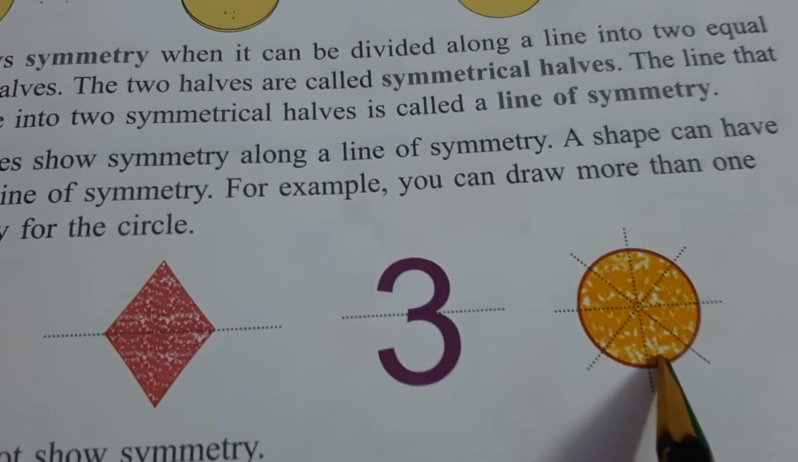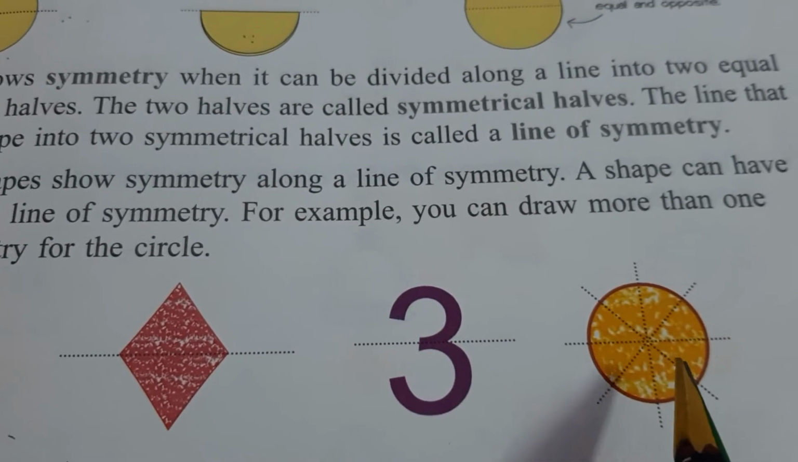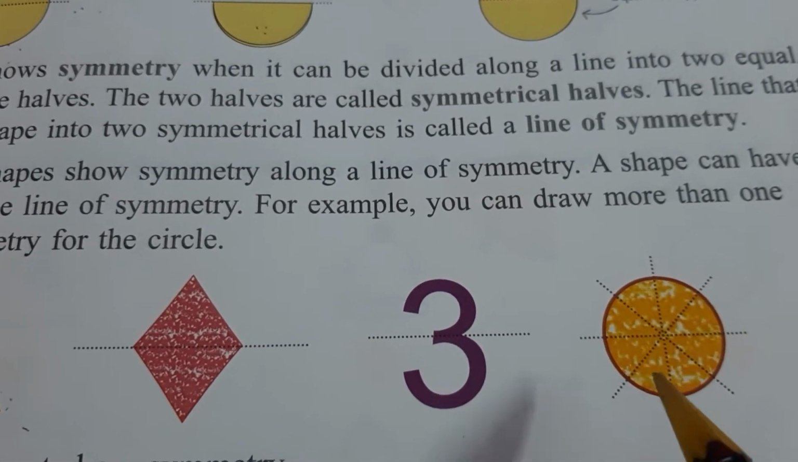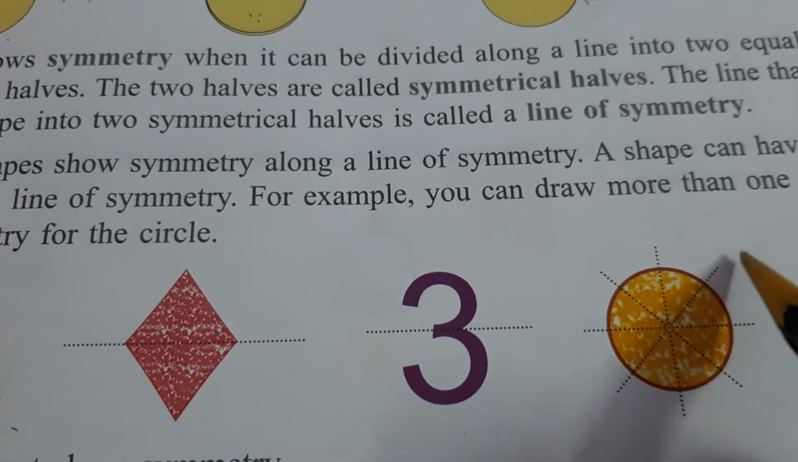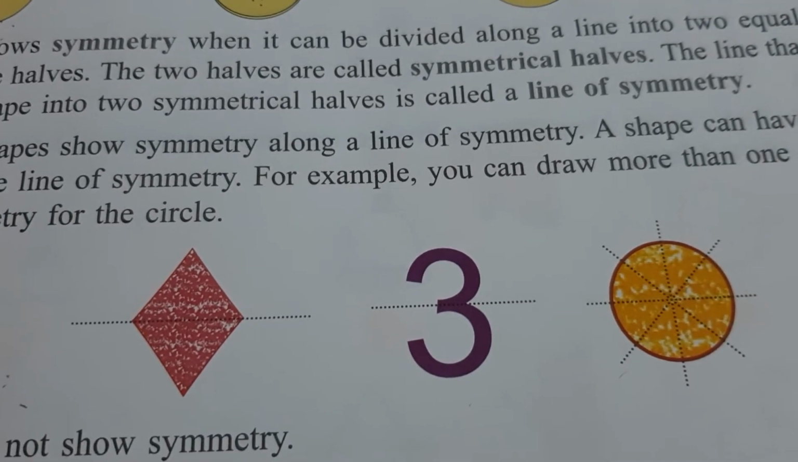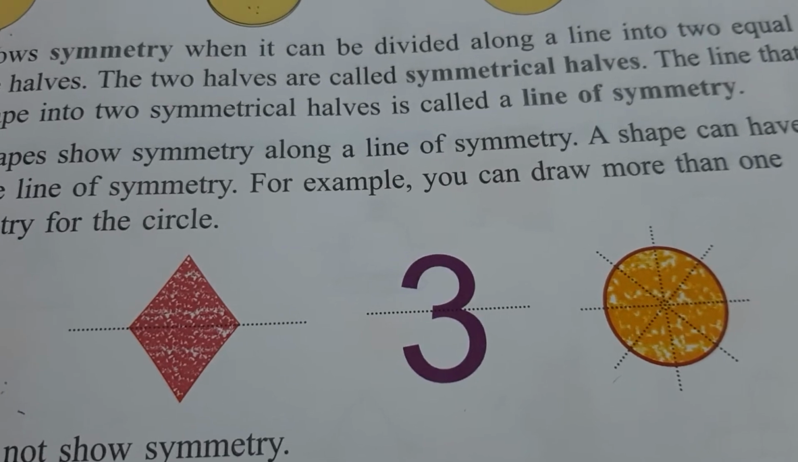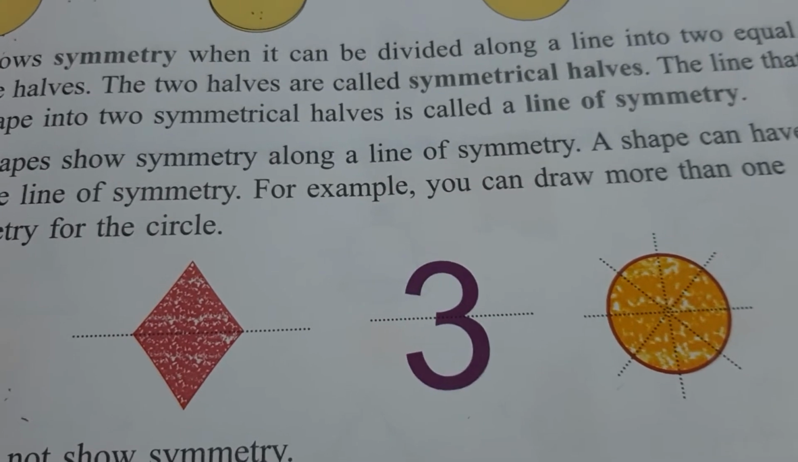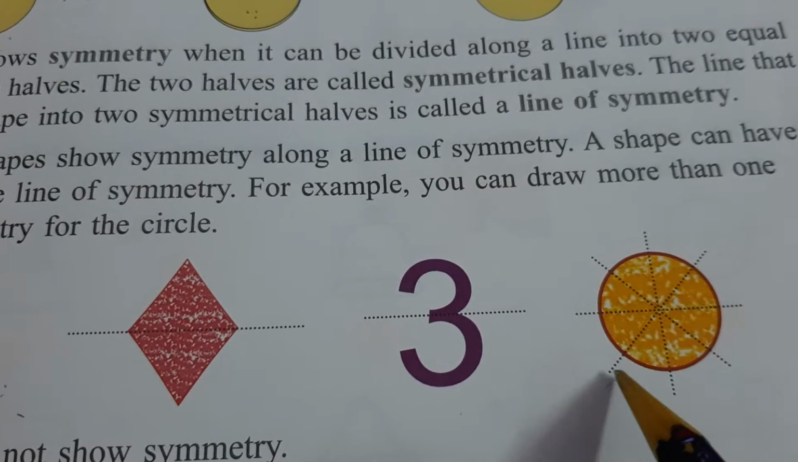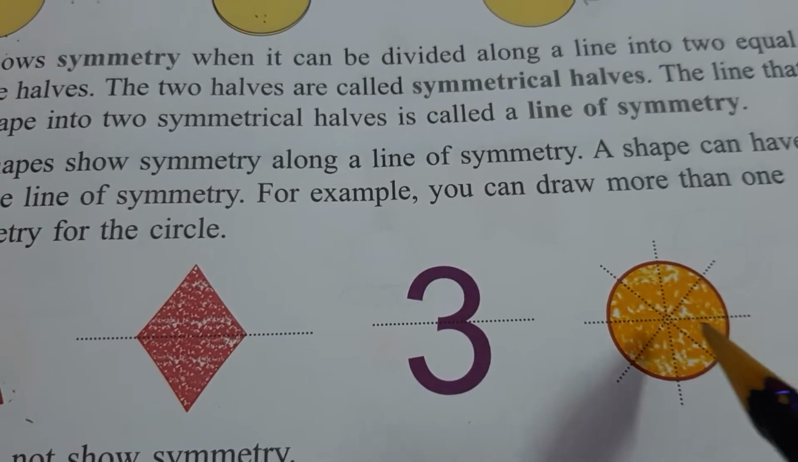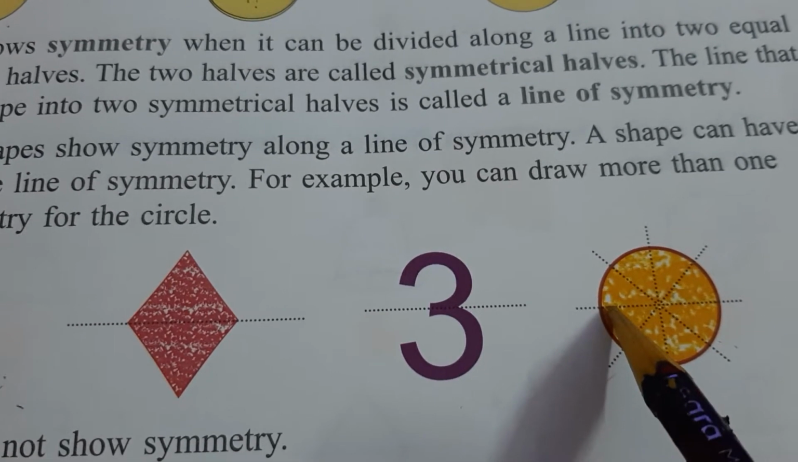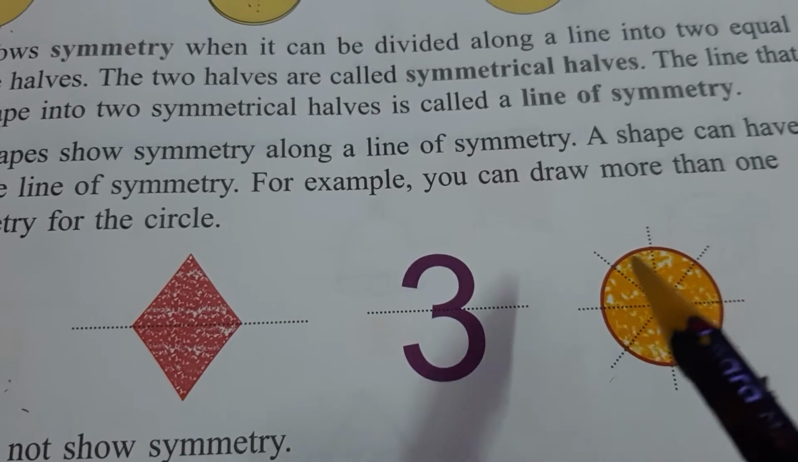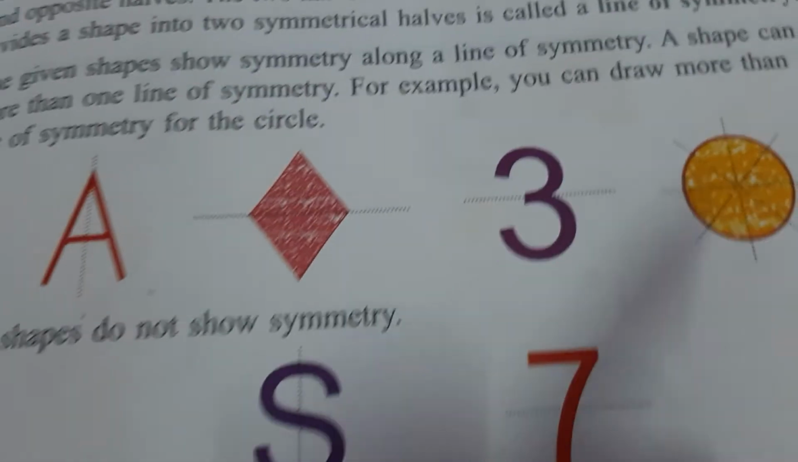Now what about the circle? So the circle is a figure where we can draw an unlimited number of lines of symmetry, because we can fold the circle from anywhere, and we will get the same picture on both the sides.